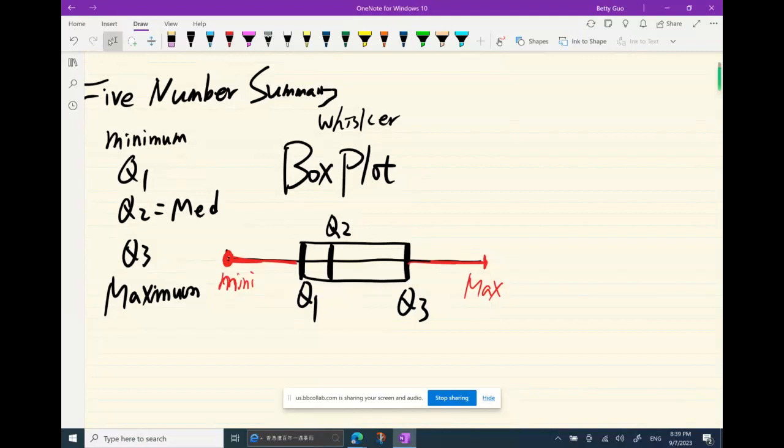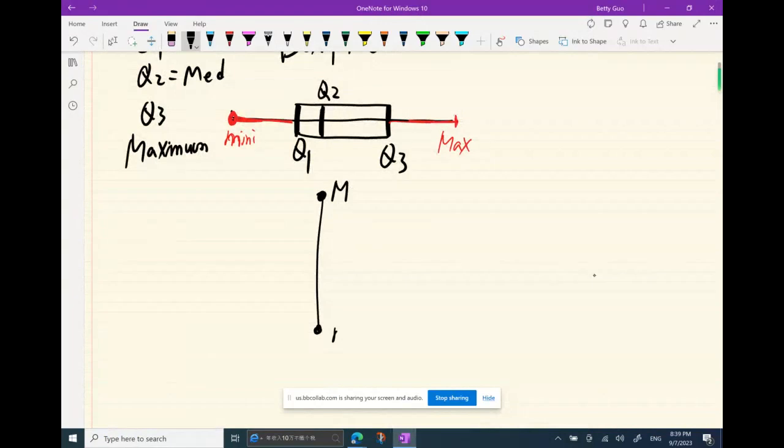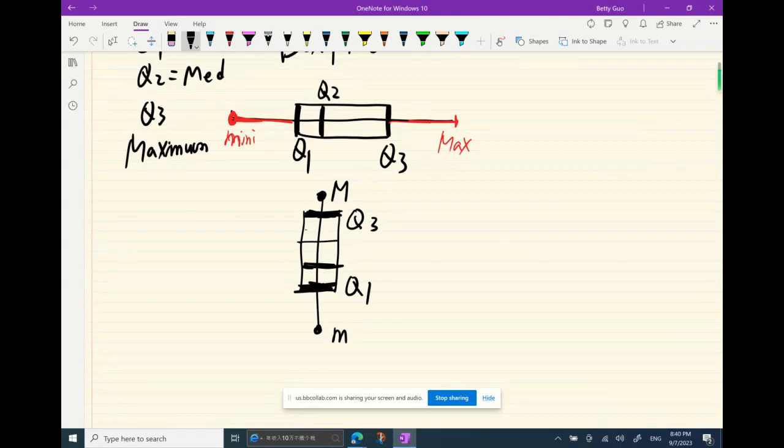For the vertical one, it would look like this. The maximum is on the top. The minimum is on the bottom. And the box is somewhere right here. The upper edge of the box is Q sub 3, and the lower edge of the box is Q sub 1. And Q sub 2 is somewhere in the middle, not necessarily right here. Sometimes yes, but sometimes no. It's somewhere in the box. That is Q sub 2.